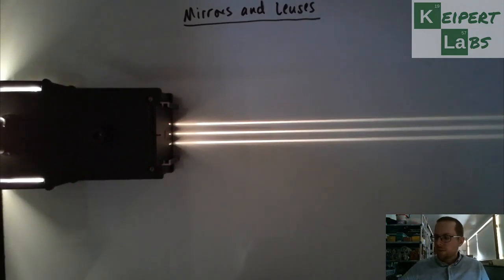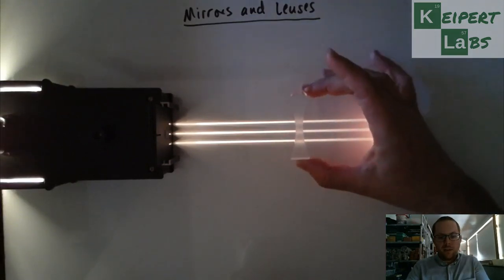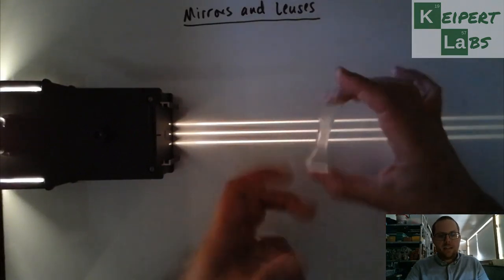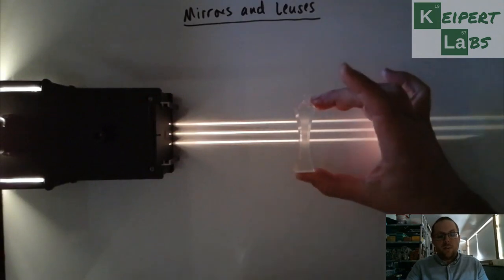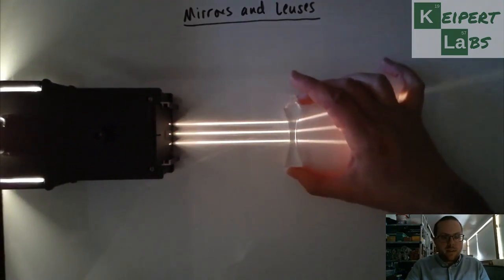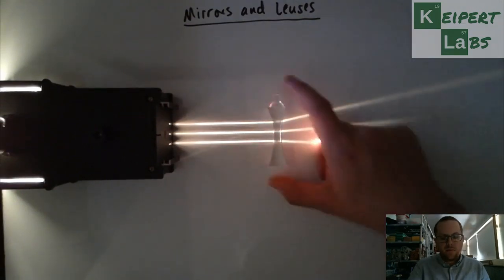Okay, so first of all, I'm going to show you what's called a biconcave lens. So this biconcave lens curves in towards the center of the lens on both sides, hence the bi in its name. Okay, so it's curving on both sides. Now if I put that lens in the path of those three rays of light, you can see that they spread apart from each other.